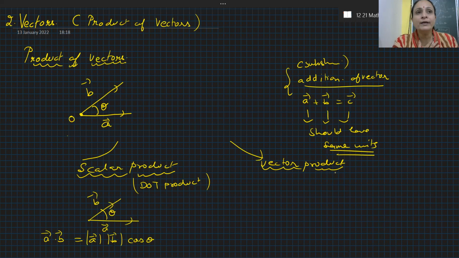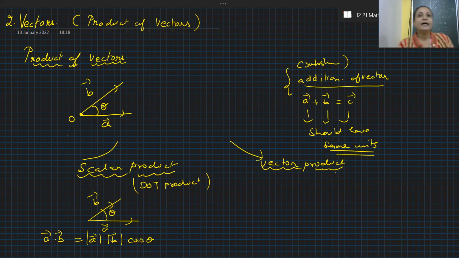Suppose I want to find out the force. We all know in physics, the force which is acting on a charged particle when kept in a magnetic field is F equal to Q into V cross B. V is a vector and B is a vector. V is velocity and B is the magnetic field. Both are two different vector quantities, right? So when we have got these two different vector quantities, we can multiply.